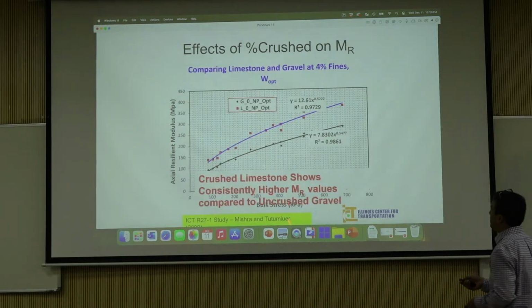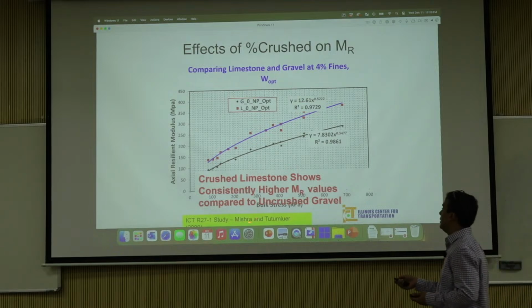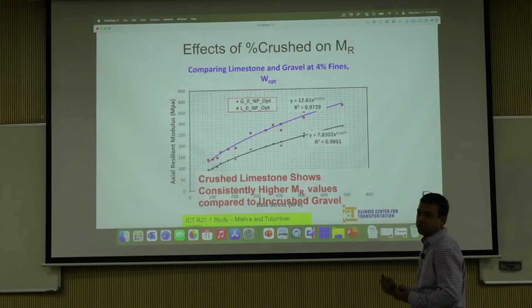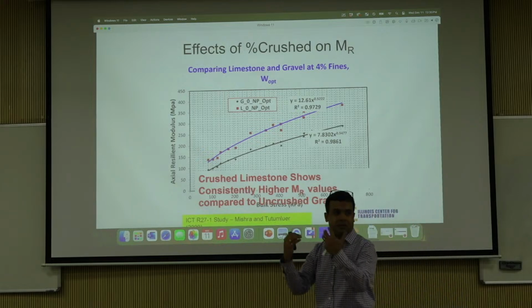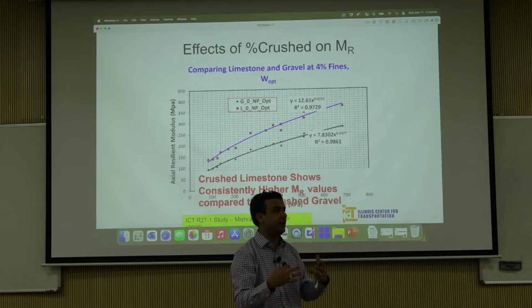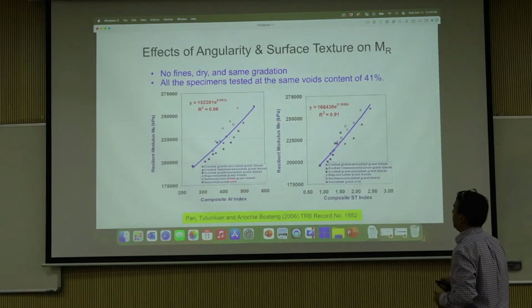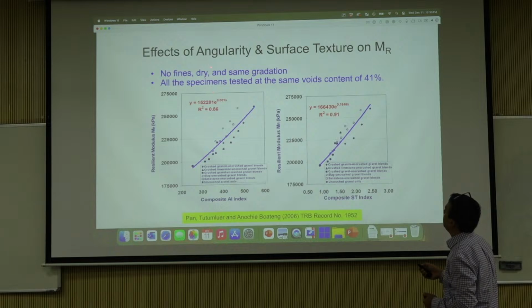This is my PhD study actually, Mishra and Tutumler. This is gravel with 0% non-plastic fines at optimum, and limestone with 0% non-plastic fines at optimum. And as you can see, this gravel is an uncrushed gravel, so it's actually much flatter at the bottom. The crushed material gains much more stiffness. Stress hardening effects are much bigger and stuff.